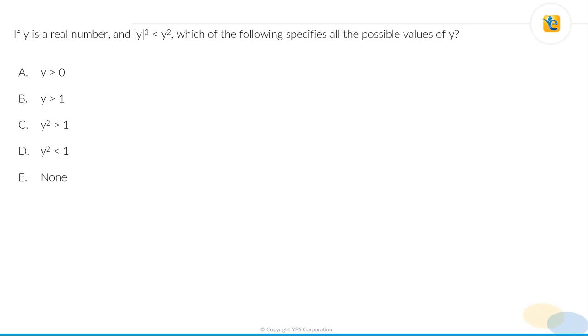Let's get started. The question tells us that y is a real number. So it says if y is a real number and the mod of y cubed is less than y squared. Mod of y, or the absolute value of y, you're taking the cube of that and you're taking the square of y itself and you're seeing which one is greater out of these two. The question asks for the choice that gives us all the possible values of y. All possible values. Let's just see what we can understand from this inequality given to us.